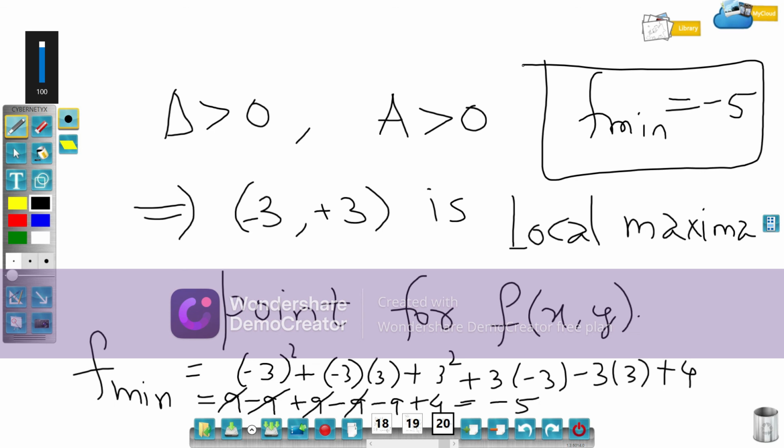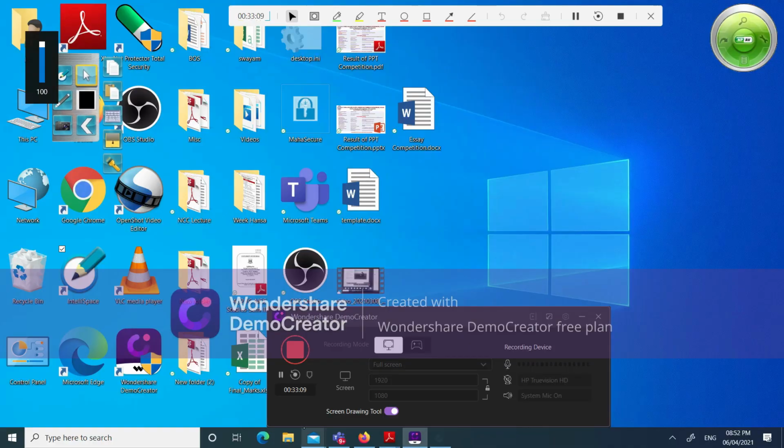So we may have many examples. In upcoming lectures, or maybe I will put some more problems for practice to find the extremum values. So that's it for the lecture. Thank you.